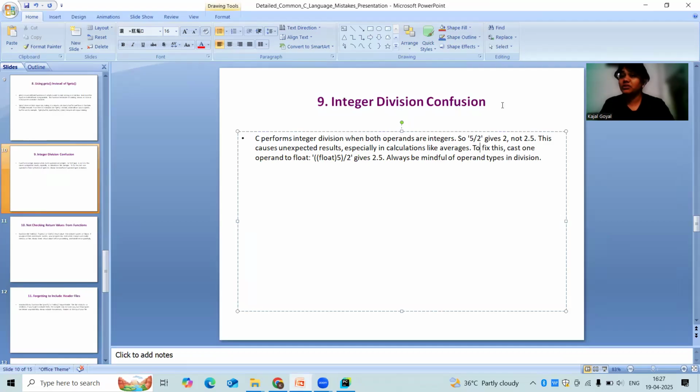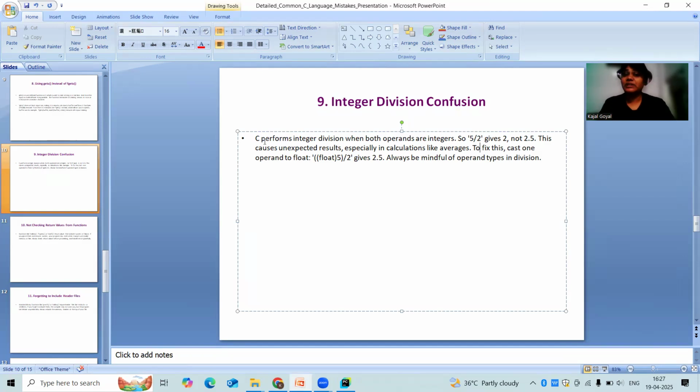Let's see another reason. What could be the reason for getting errors in C language? Whenever you are coding in C, make sure that you are aware of integer division confusion. This generally happens, and it is a very common error.